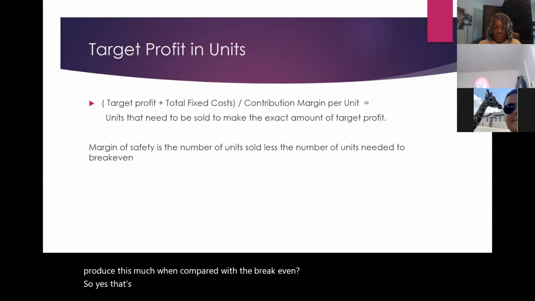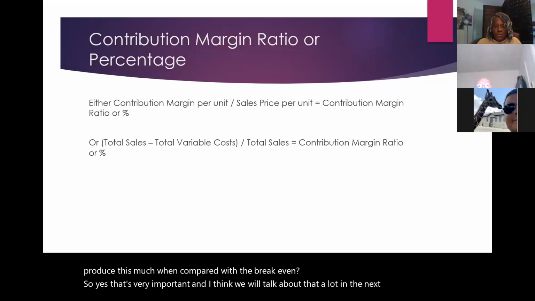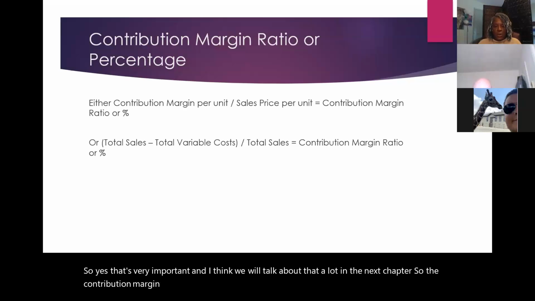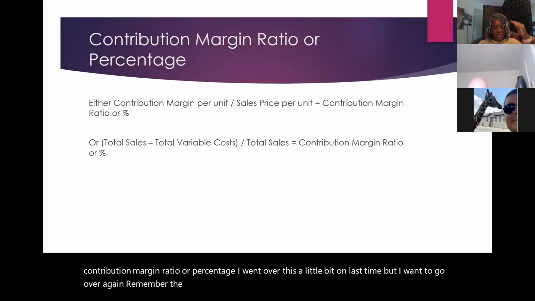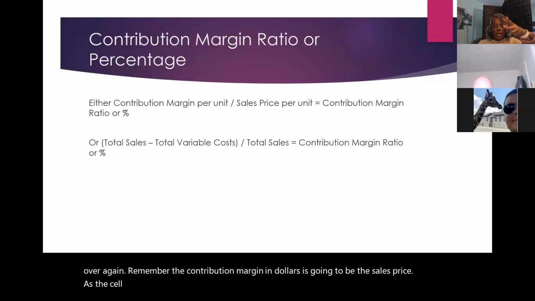And I think we're going to talk about that a lot in the next chapter. So the contribution margin ratio or percentage, I went over this a little bit last time, but I want to go over it again. Remember, the contribution margin in dollars is going to be the sales price, assume the sales price, in this case, $50, minus the variable cost per unit, which is about $13.